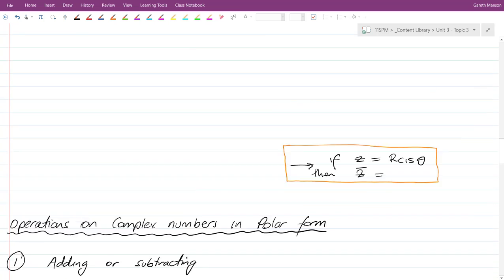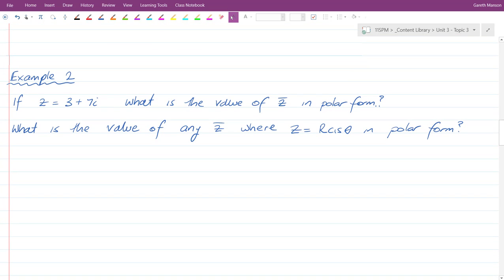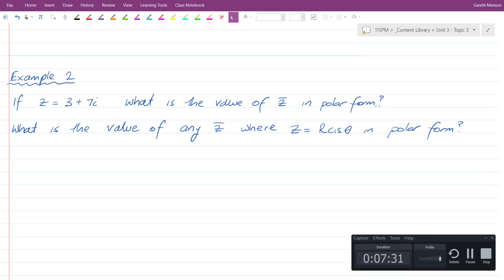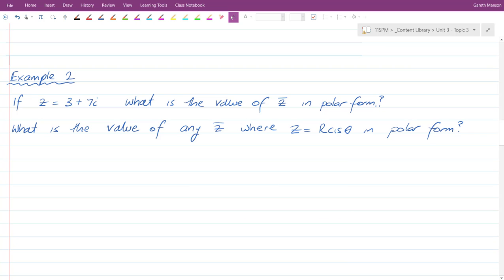Very quickly, if z equals 3 plus 7i, what is the value of z bar in polar form? We talked about z bar, that's the conjugate of z. What is the value of any z bar where z is r cis theta in polar form? I'm going to stop this for a second and give you a minute to think about it. The answer we've got is not for this particular one, but generally for z bar.